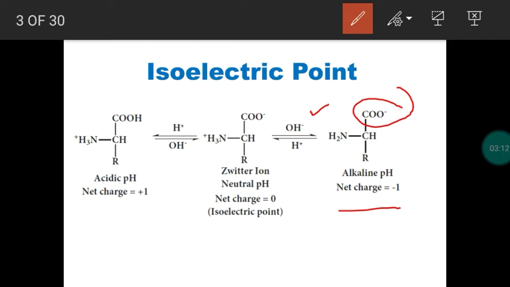Take the amino acid. The amino acid is neutral at a particular pH, and that pH is called the isoelectric point. At the isoelectric point, the overall charge of the amino acid is 0. The pH is 7, neutral. When the pH is increased, like 8, 9, 10, 11, the solution becomes alkaline in nature. So in alkaline medium, the amino acid exists as a negatively charged species, right? Overall charge is -1.